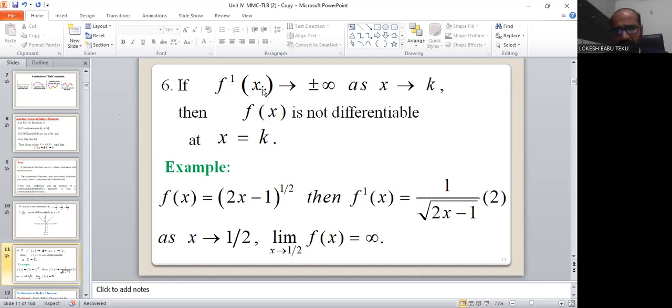Okay. If f dash x exists, for example, x square is there. Let us suppose f of x equal to x square. What is f dash x? 2x. It means the derivative exists.